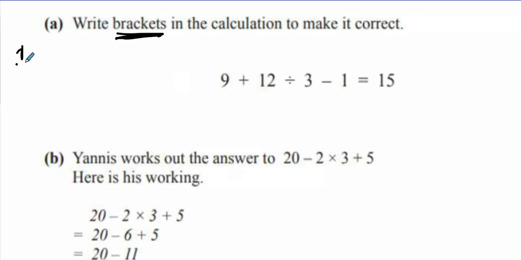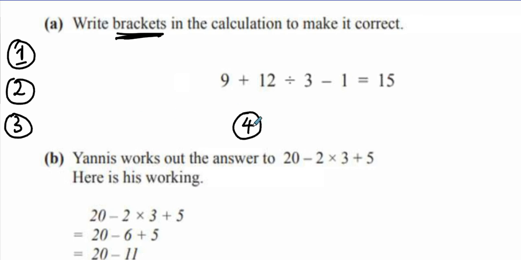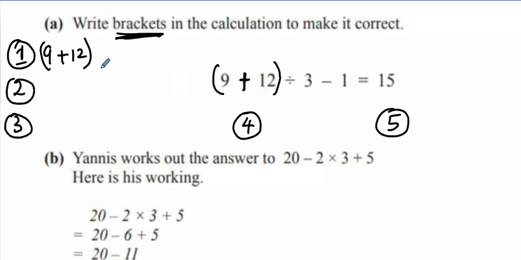So first possibility, second possibility, third possibility. Then I will show you the fourth possibility, and then the fifth possibility. The first possibility is when you keep the addition sign in brackets. That is 9 plus 12, with the addition in brackets, leaving the division sign without brackets. See if you compute that, you'll be able to get 15.